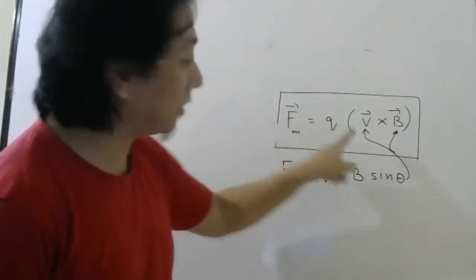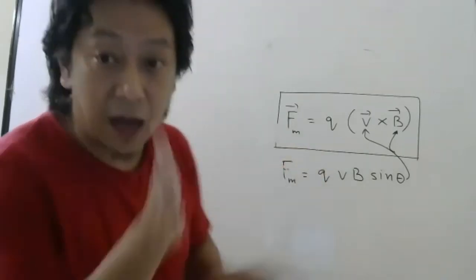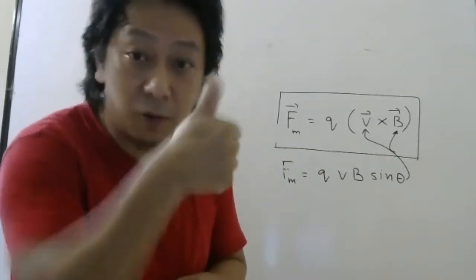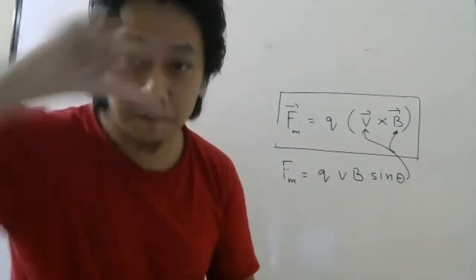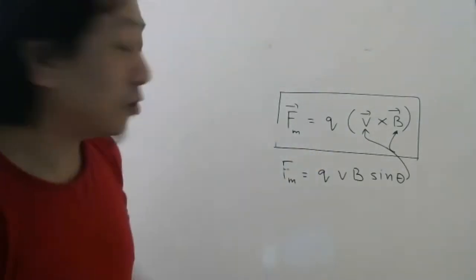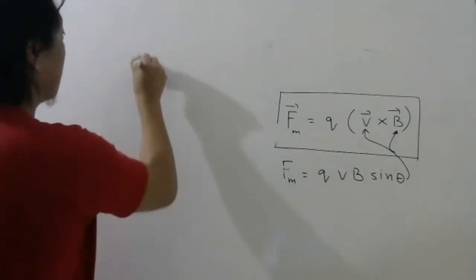If this is positive, no problem. The force will be in the direction of whatever you have found. But if this is negative, then after finding V bar cross B bar, you have to do the opposite, ulta, because it is negative. Negative vector means opposite. So that is one. Another rule is there. It is called Fleming's left hand rule.